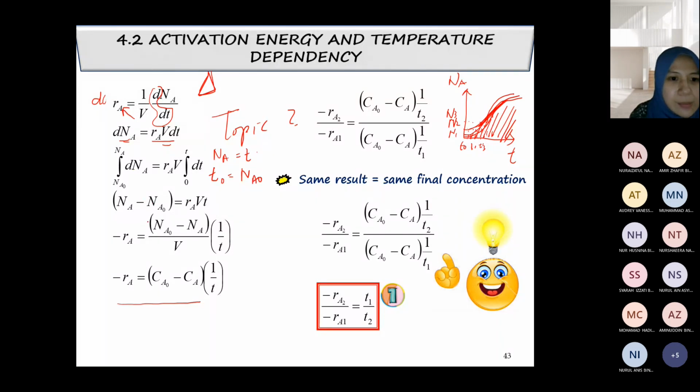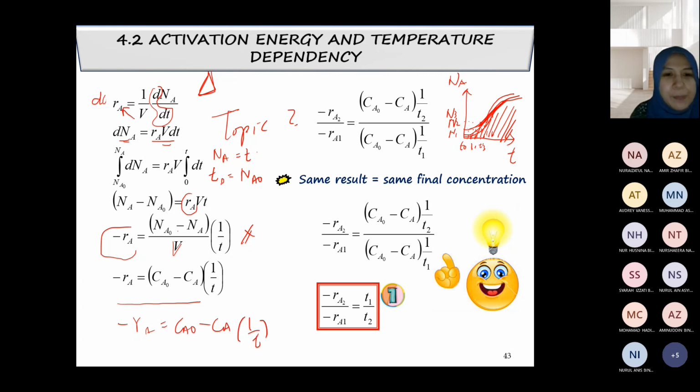Sebab kita nak in term of the RA, that's why kita put dekat sini RA. You just rearrange this equation to become this equation. Daripada N over V, sebab V dia volume tetap, so kita bahagikan terus dia dapatkan concentration. That's why kita have RA is equal to CA0 minus CA over t.